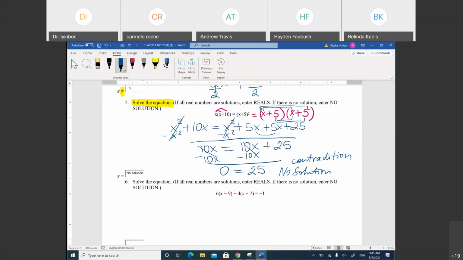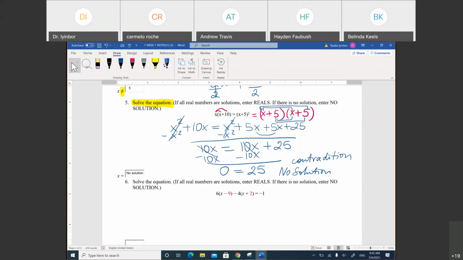Okay, so, but what confused me is that you got the 5x plus 5x plus 25. You're multiplying. Okay, move on. I don't get it, but I'll try to review it. Okay, no problem.